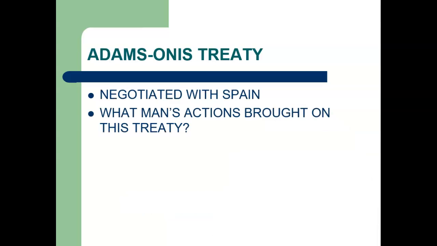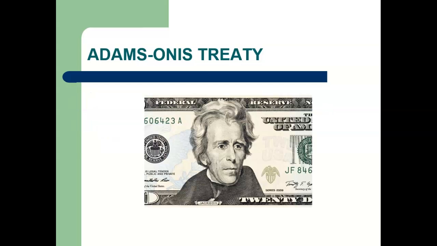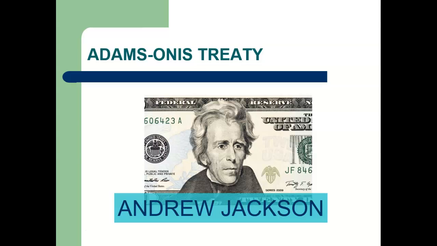So the problem is that he has to work out a treaty because of the actions brought on by a completely different person. And that completely different person is the guy on your $20 bill, Andrew Jackson, who actually invades part of East Florida, chasing some Seminole Indians, and in the process ends up hanging a bunch of British people.